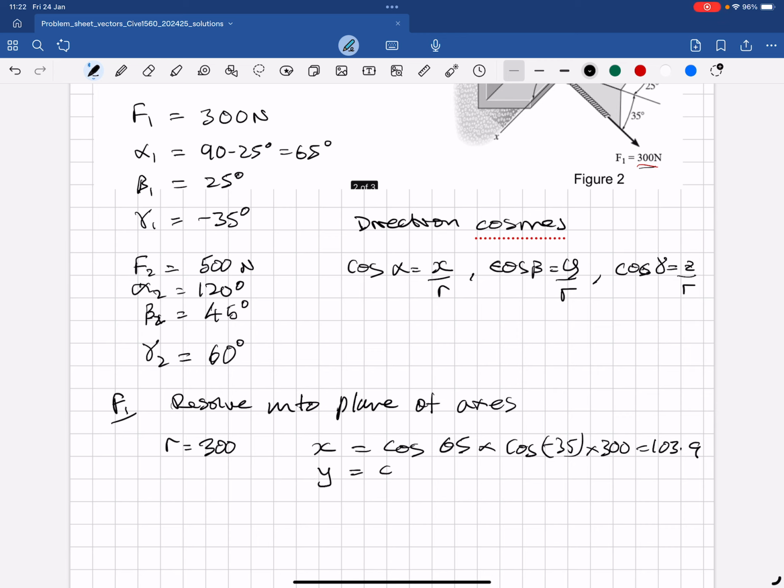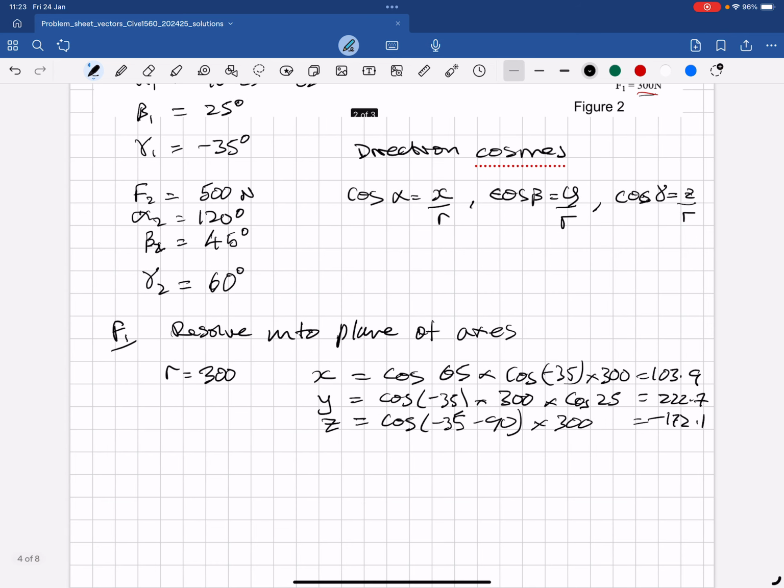Y is equal to cos minus 35 times 300 times cos 25, which equals 222.7, and z is equal to cos minus 35 minus 90 times 300, which equals minus 172.1.